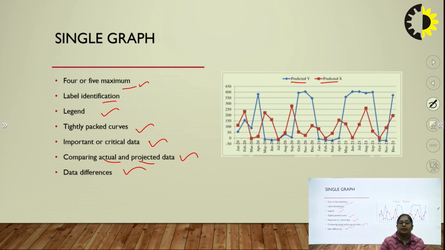Single graph, as the name suggests, means one graph containing multiple line graphs. When we have to compare multiple line graphs, we can go for the single graph. Here the curves are always tightly packed. For label identification, 4 to 5 maximum line graphs can be used in a single graph. So why do we use a single graph? If we want to compare the data and find the data difference, we can go for the single graph.